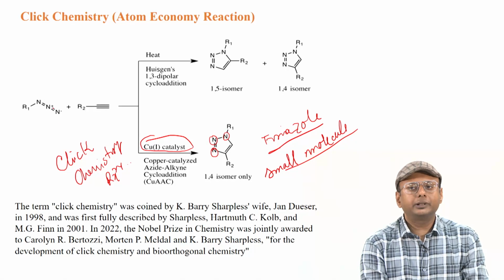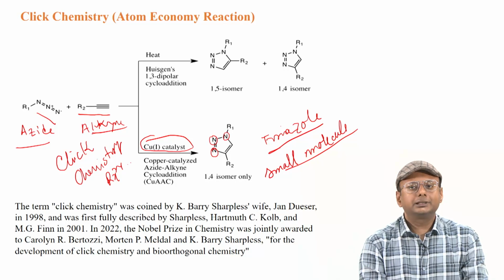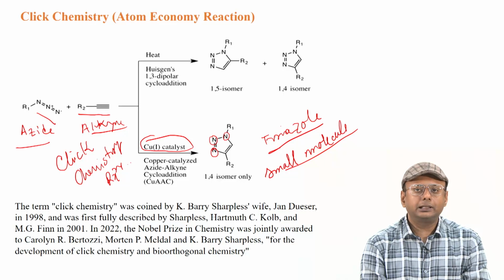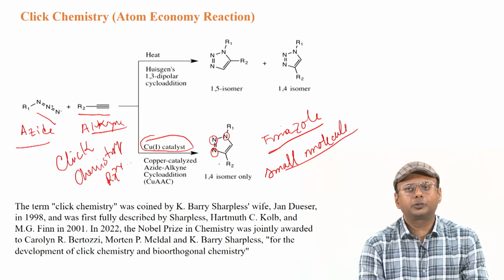And this happens as a cycloaddition between, you can see, an alkyne and an azide. So basically this is an azide and this is an alkyne. This is a cycloaddition reaction between an azide molecule and an alkyne molecule in the presence of a copper catalyst, eventually forming a cycloaddition product, which is a 100% 1,4 isomer, which is also called a triazole.